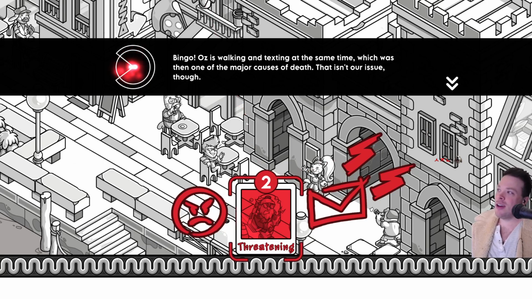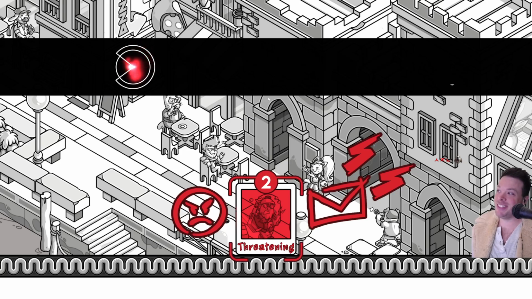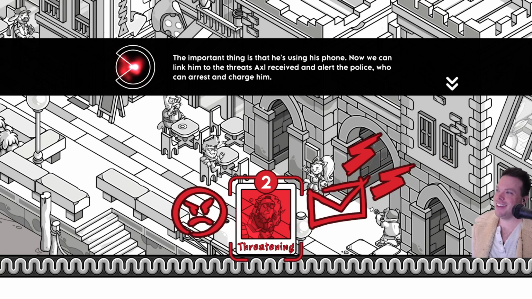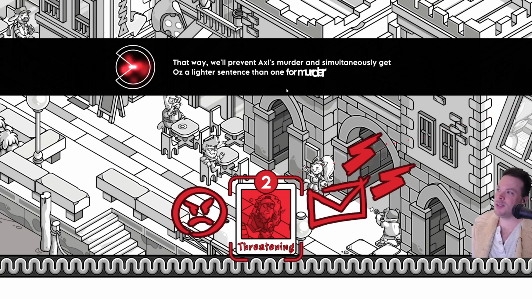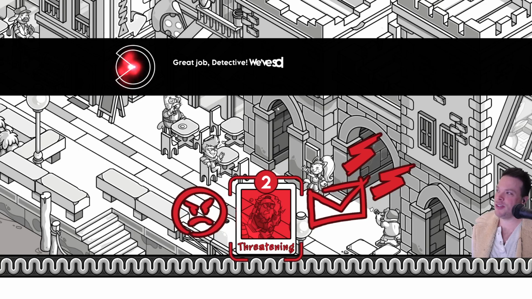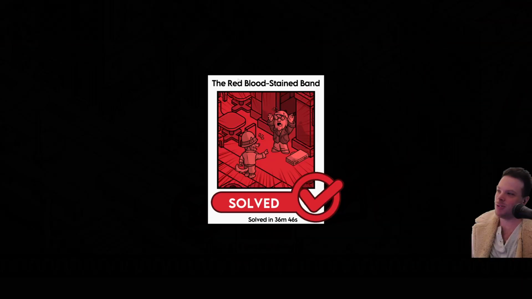Hey, Hucky. Is walking and texting at the same time, which was then one of the major causes of death. That isn't our issue, though. The important thing is that he's using his phone. Now we can link him to the threats Axel received and alert the police, who can arrest and charge him. This way we will prevent the murder and get Oz a lighter sentence than a murder. Great job. We've solved our first real case. We should celebrate.